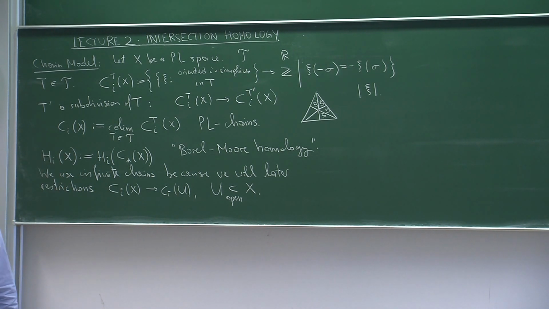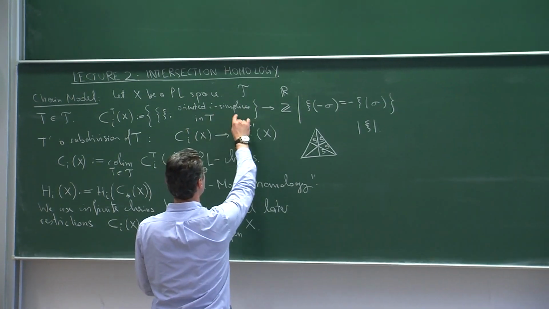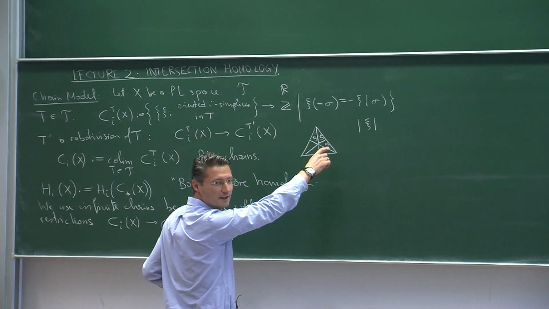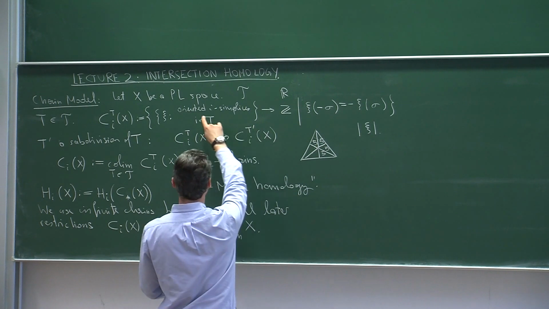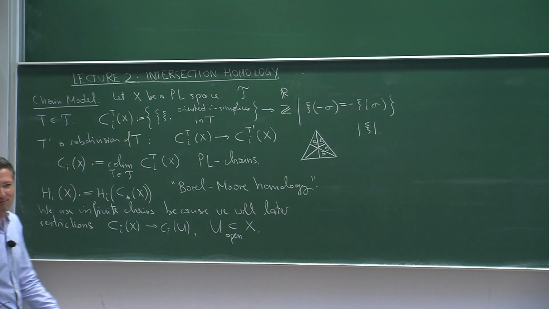Yes? What is the meaning of the 5 in this triangle? This is the value of the chain. It's a function from simplices to Z. So it assigns to every simplex of a particular dimension a number. And so it's maybe 5.